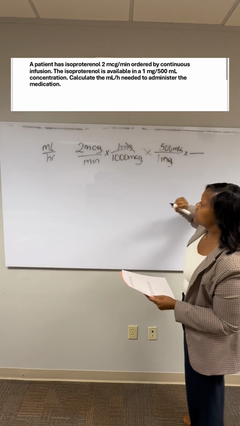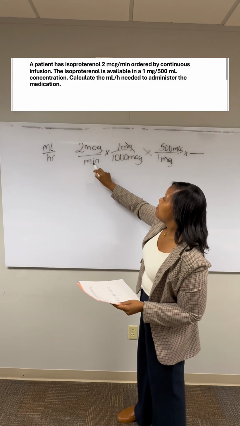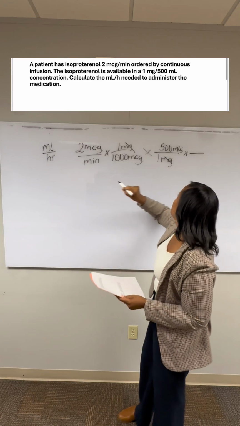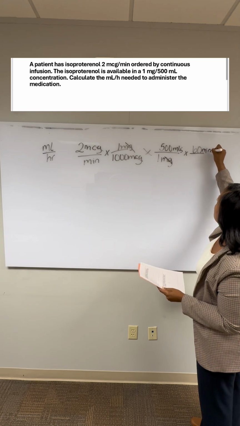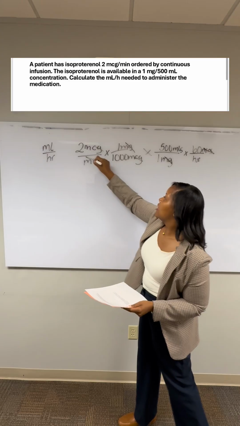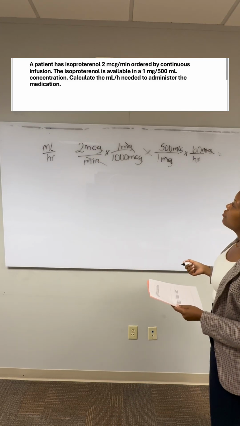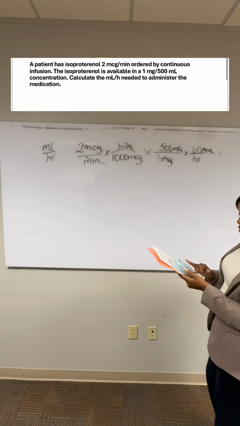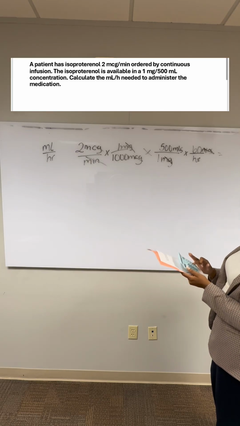So, I'm sorry, we're gonna go back to the minutes that's right here, and we need to make sure minutes is up here. So we got 60 minutes is equal to 1 hour. So our minutes are gonna cancel out, and we're gonna multiply straight across. So we're gonna do 2 times 500 times 60.